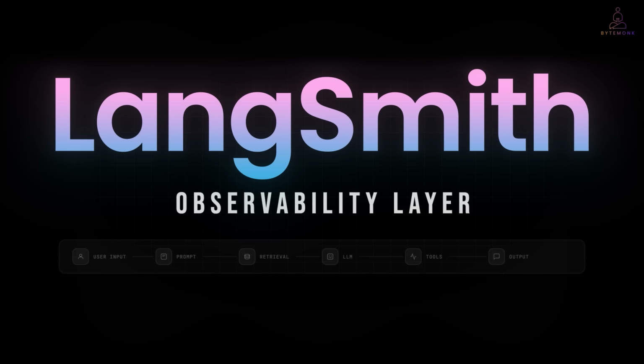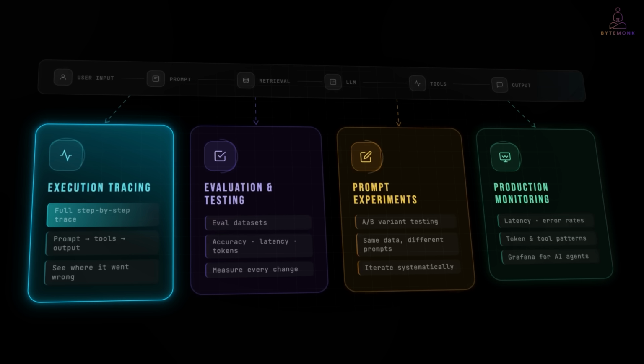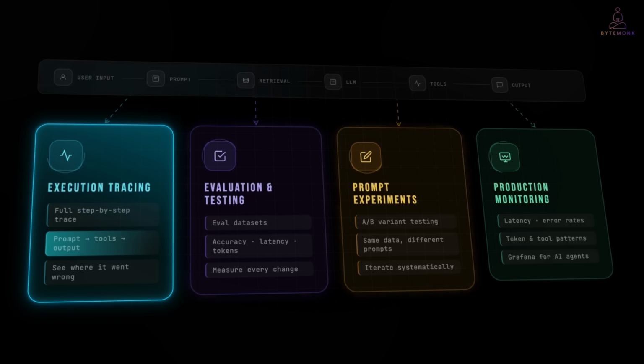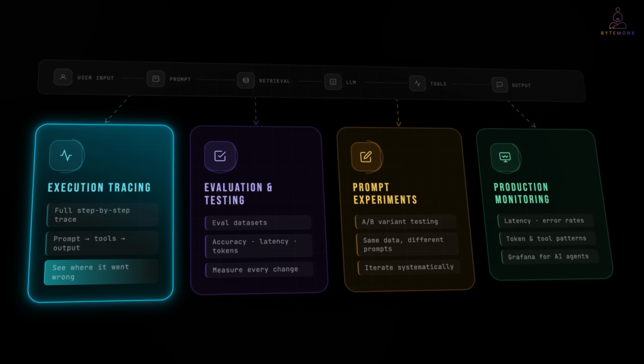LangSmith fills that observability gap. LangSmith records every step. The input prompt, the model's response, which tools were called, what they returned, the retrieved documents, intermediate reasoning, all visualized as a structured trace. When something produces a wrong answer, you open the trace and see exactly where things went sideways.